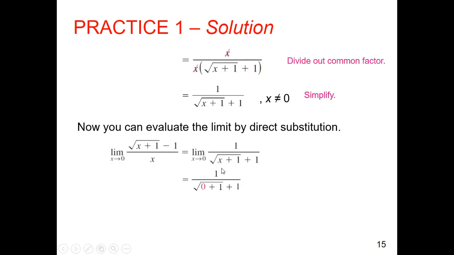When I plug in 0, it becomes 0 plus 1, which gives me 1, and the square root of 1 is 1. So we have 1 over 1 plus 1, which makes our limit 1/2. Yes, Alexis. So that is the purpose of rationalizing.